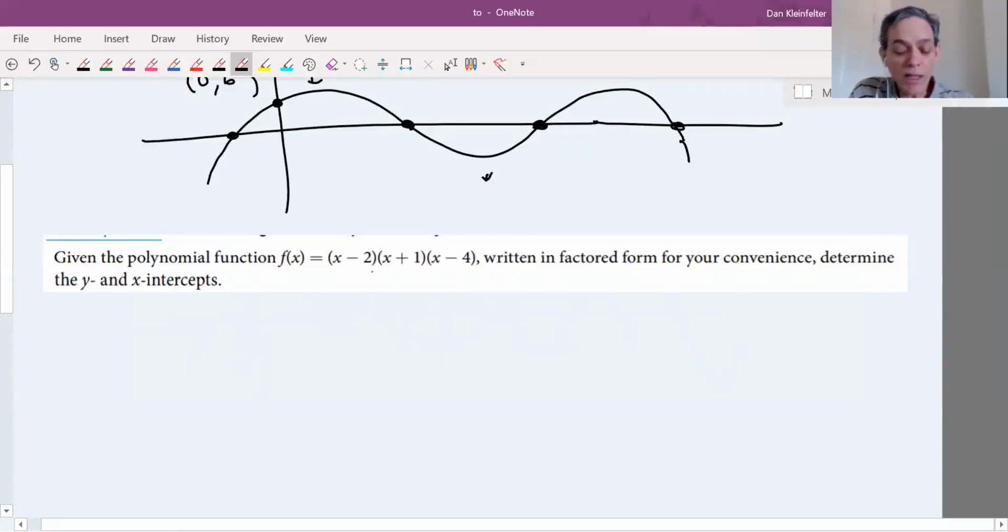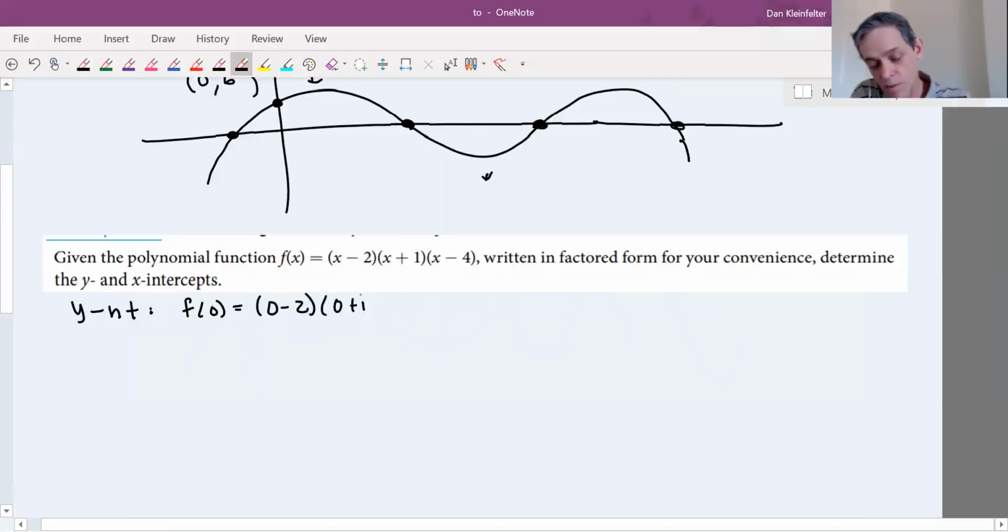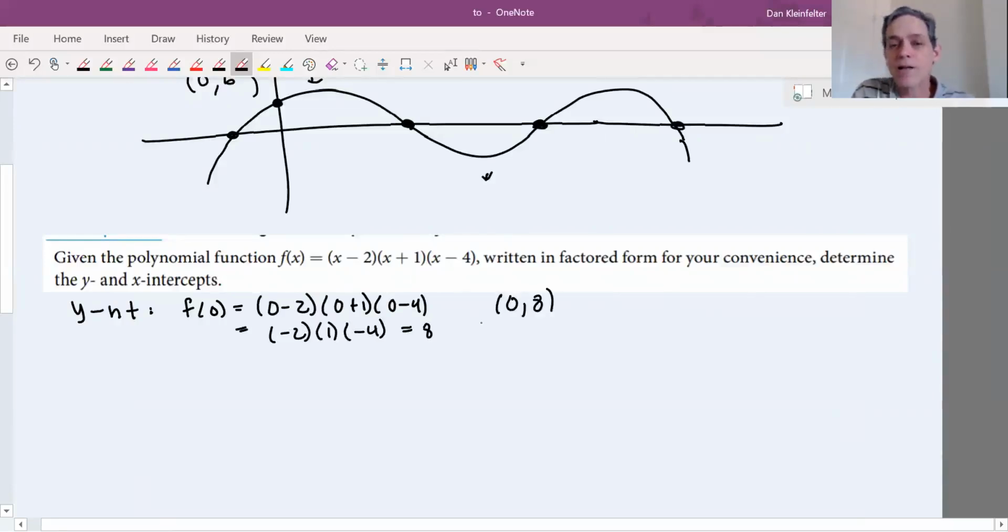So we know that the intercepts will occur when there is an input. Let's go with the y-intercept first. For the y-intercept, that is going to correspond to having an input value of 0. So f of 0 will be 0 minus 2, 0 plus 1, 0 minus 4. So that will be negative 2 times 1 times negative 4, or positive 8. So the point will be 0, 8 for that y-intercept.